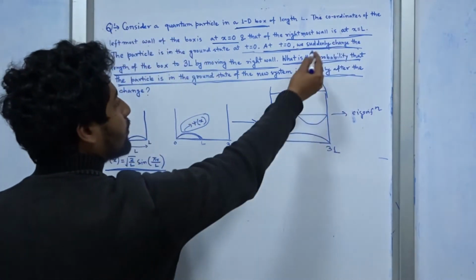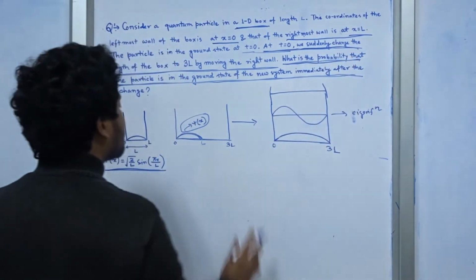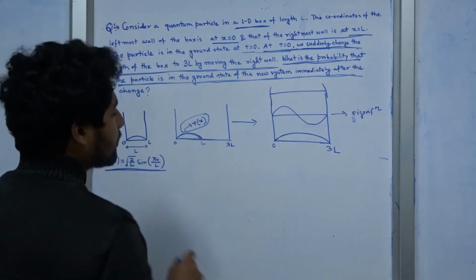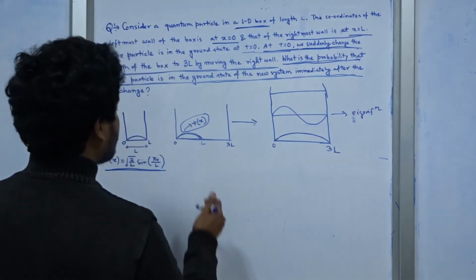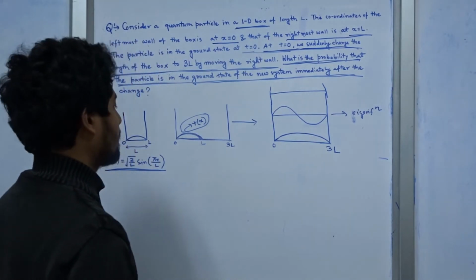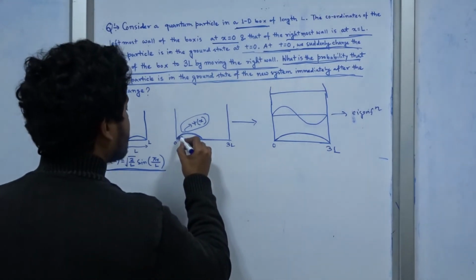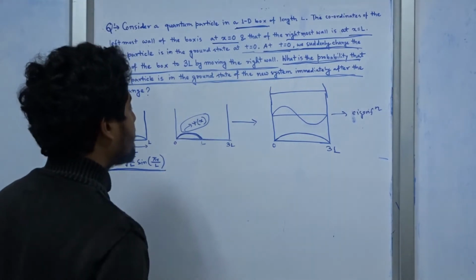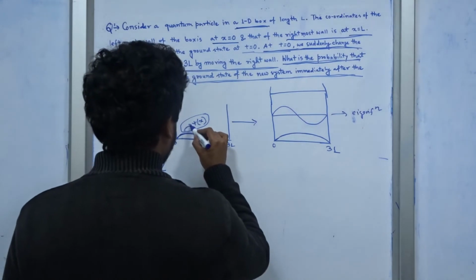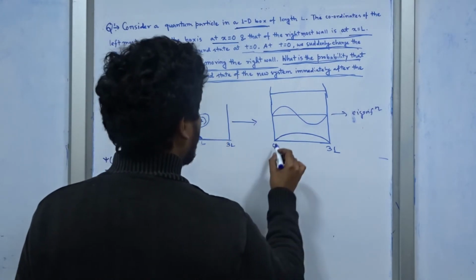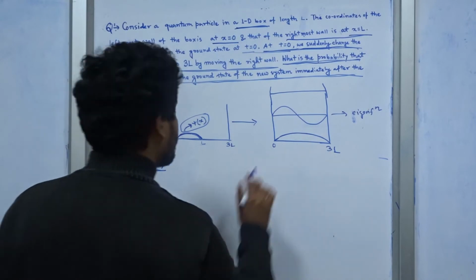all because of this sudden expansion. So whenever you see such a sudden change, you feel that the box is expanding so quickly, but the wave function is lazy to change. It remains the same. So 0 to L is my wave function and 0 to 3L is my system.